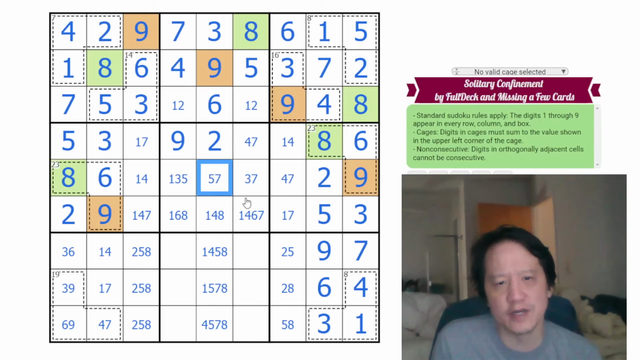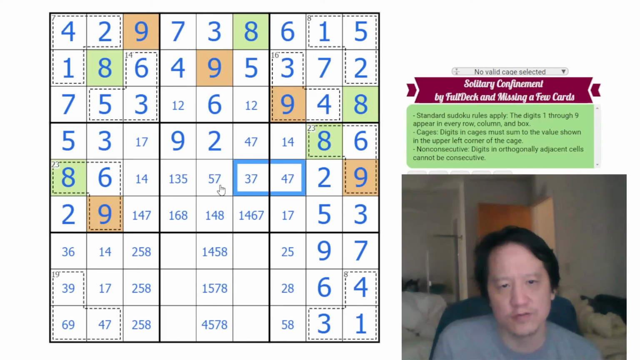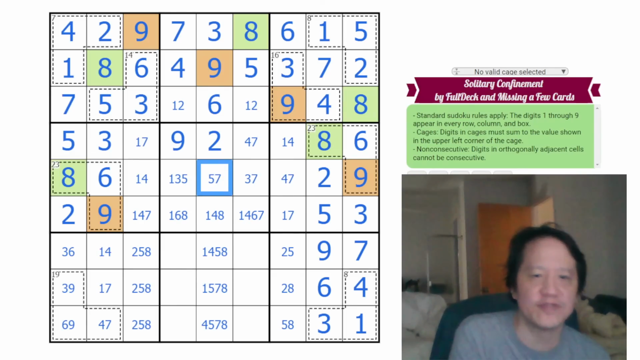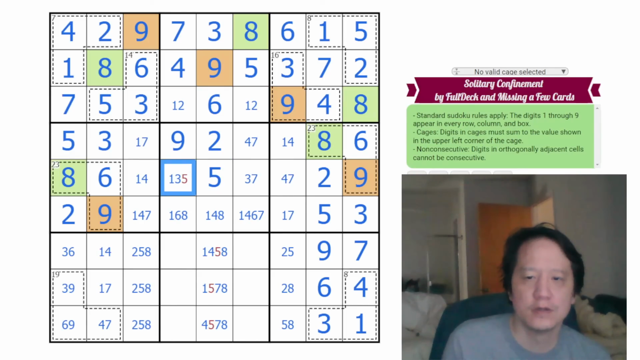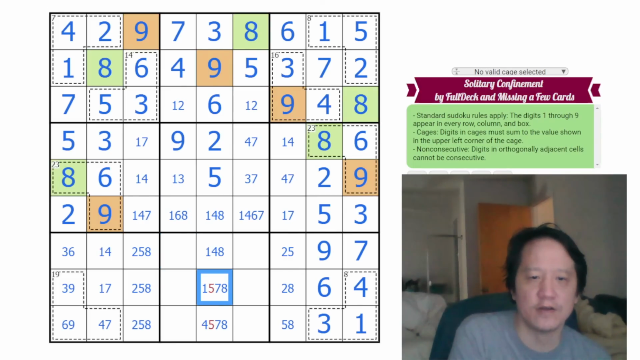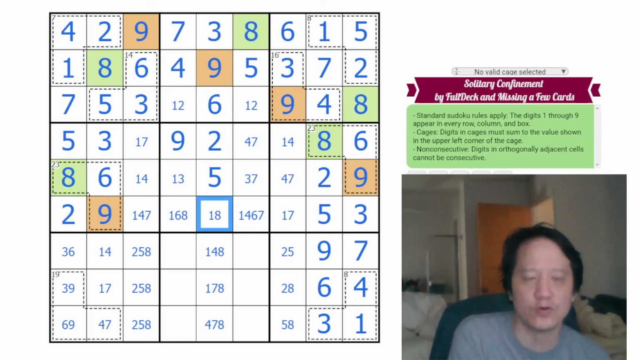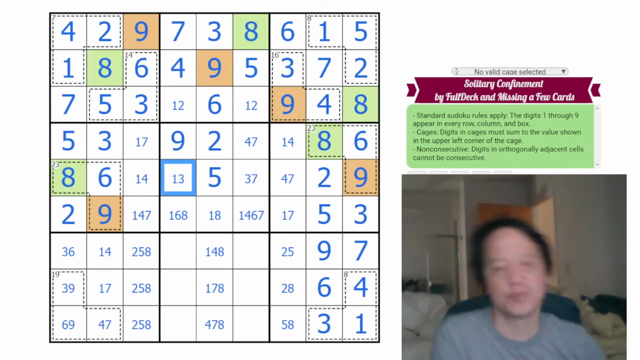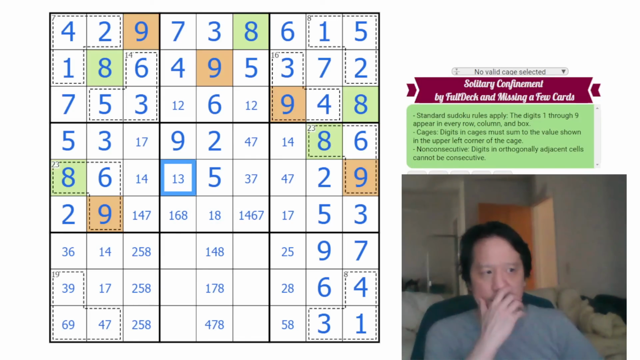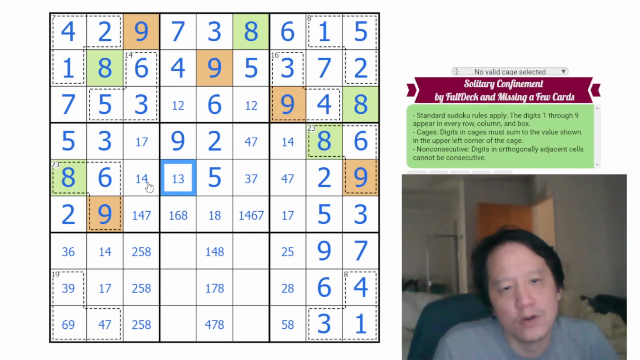So if this is 7, this becomes 3, 4, which is not possible because they're consecutive. So this cannot be 7. So this is 5. Okay, so this is 5, which means this cannot be 4. So this is 1 or 8. 1 is one of these two. 3 is obviously one of these two.